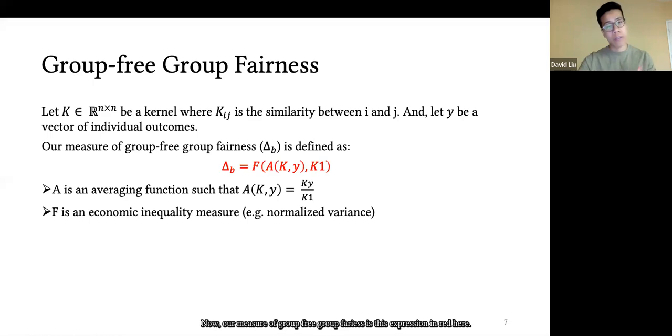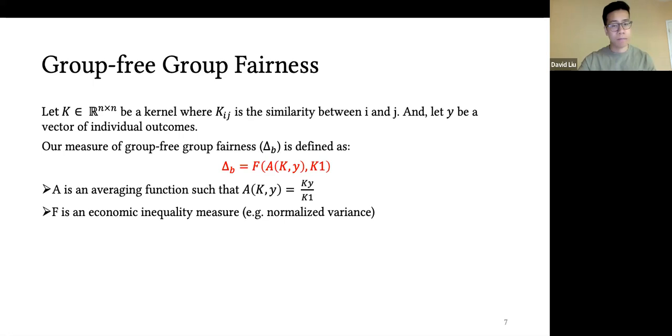Now, our measure of group-free group fairness is this expression in red here, which has 2 key parts. The first one is an averaging function, which takes the kernel and the individual outcomes and smooths the outcomes according to the kernel. Second, we have a function f, which is an economic inequality measure. An example of one is normalized variance.